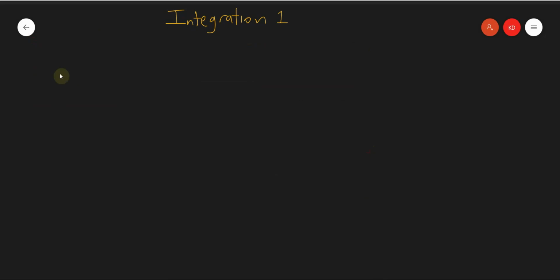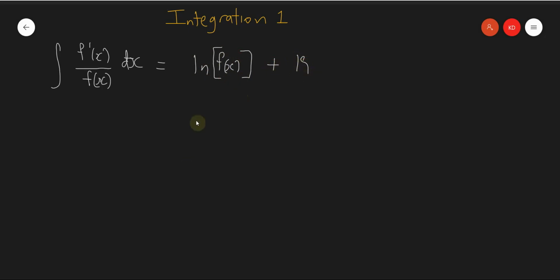Now let me just dive in a little deeper. Okay, let's say we had something of this sort. The integral of... and I probably should have led with this, but that's not a problem. Okay, so in a case like this, that's basically ln f of x plus our constant of integration.